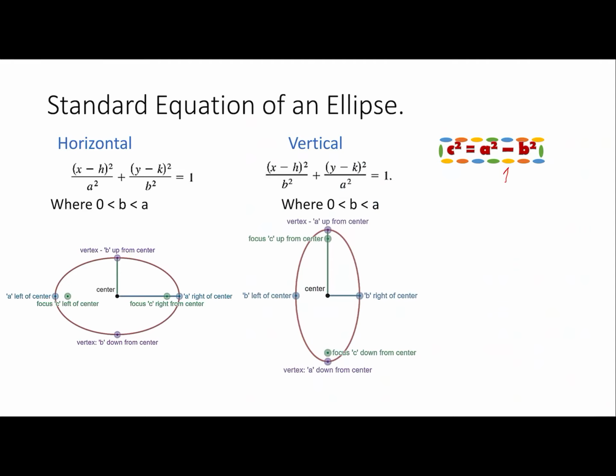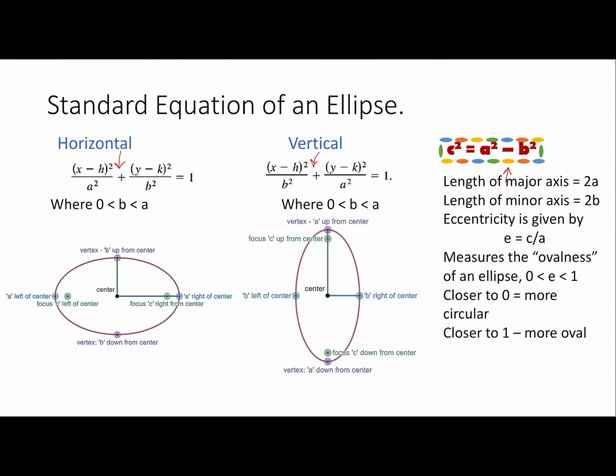So once again, c squared is a squared minus b squared. It's the opposite sign of what's between our squared x term and our squared y term. And just remember that the focus is going to be on the major axis, c units away from the center in both directions.